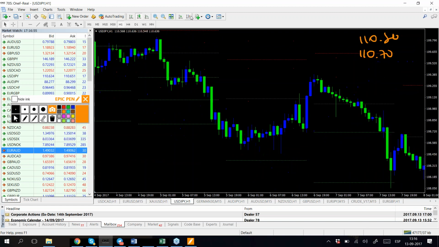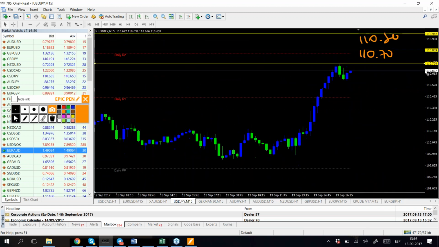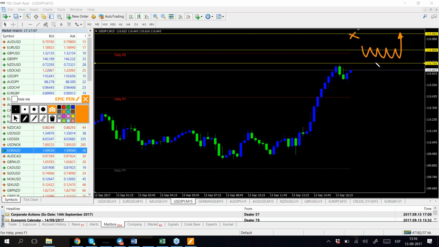But I will always suggest that when you trade from the highs, you go for the first target, because if you wait for the second target and there's no volume in the market, then your order is going to be consolidating here and never go to the target. So here's dollar yen from 110.70, it goes to 110.80. That is the only target that I will suggest.